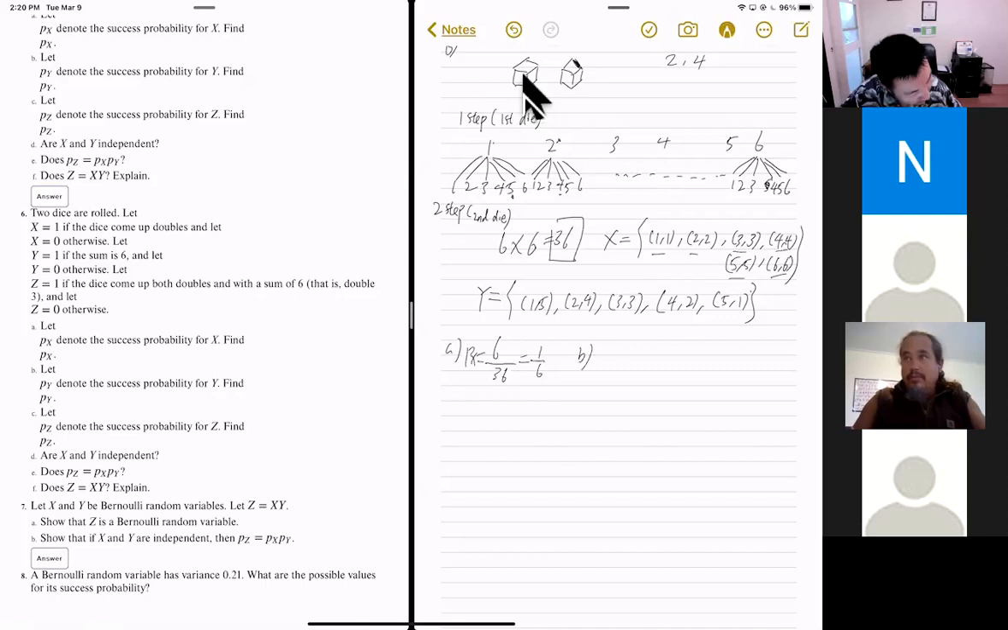Part B, so Py is the success probability for y. Okay, so y is when the sum is 6. So for y we have 1, 2, 3, 4, 5 outcomes. So Py is equal to 5 over the total of 36. So that's Py.